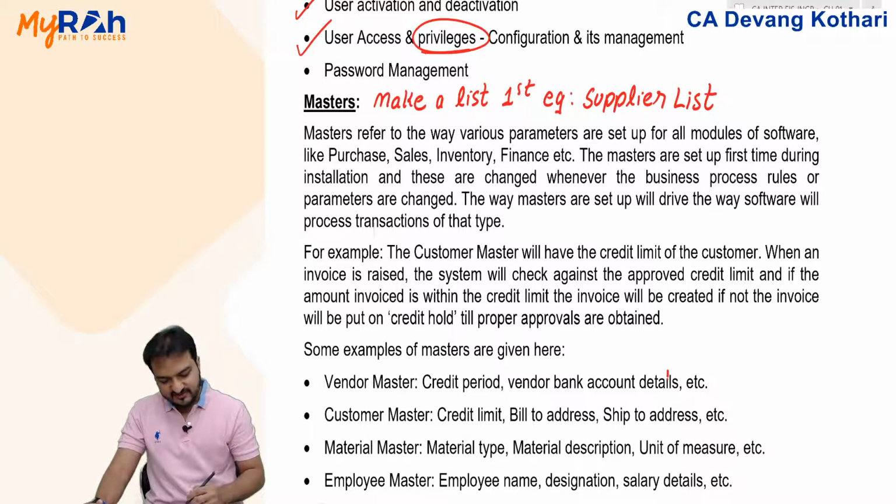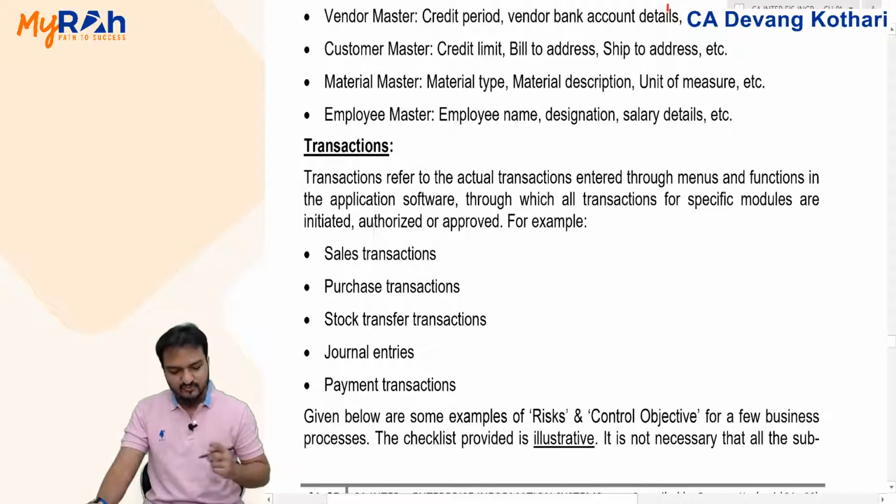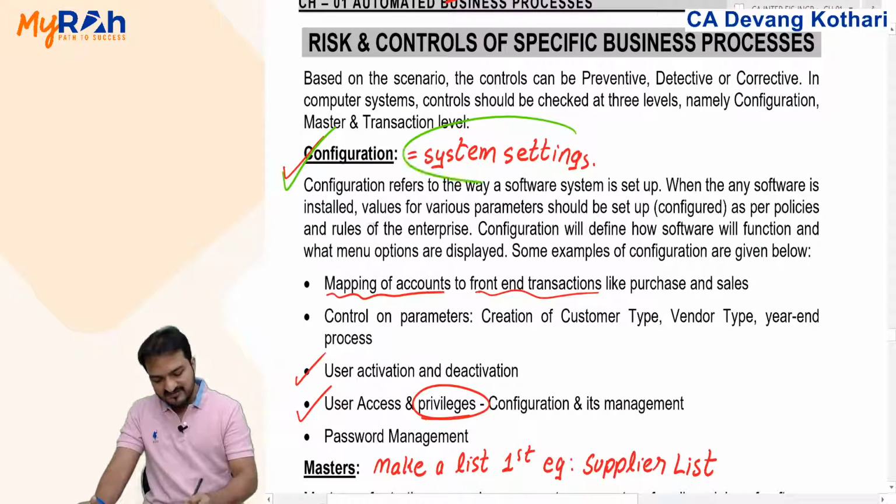So in short, master data is the one which remains relatively permanent. It does not change in every transaction, while transaction data changes with every entry that you make. While configurations are basically system settings.